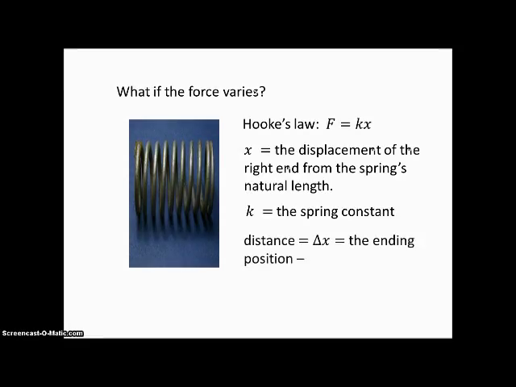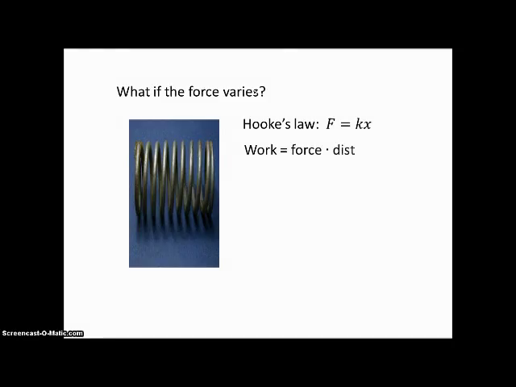Now, the distance, delta x, is the ending position minus the initial position. That's the total distance you're pushing it, and that would be the extra thing that you need if you're going to compute work. So, work is still force times distance. So you've got a varying force, and then you're going a certain distance. So you can't put in 3 numbers and be done with it. So we could approximate the work by taking little increments. k stays the same, but x is going to vary, and then the change in x is going to vary.